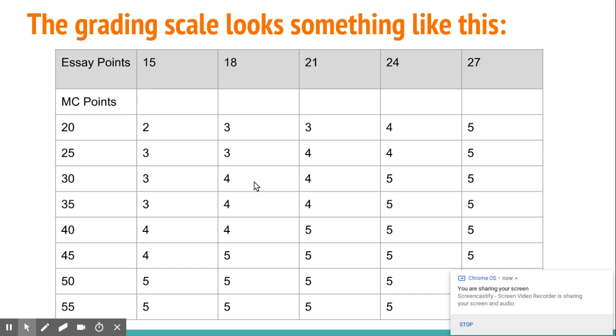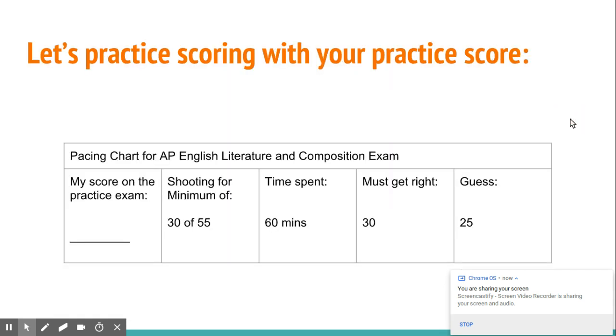And so you can use this chart to figure out about where you think you are and about where you need to be in order to set some goals and figure out what you need to do. So if you want to practice a little bit, you can take your diagnostic test and see where you were at the beginning. Figure out where you were on your practice exam, your diagnostic, and figure, okay, I need to shoot for a minimum of 30 out of 55, or maybe even higher if you want to aim higher.